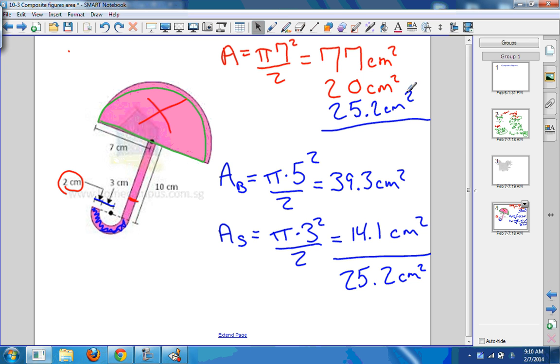If I add all these together, we have 5 plus 7 is 12, 8, 10, 122.2 centimeters squared. That is going to equal my total area for this pretty umbrella.